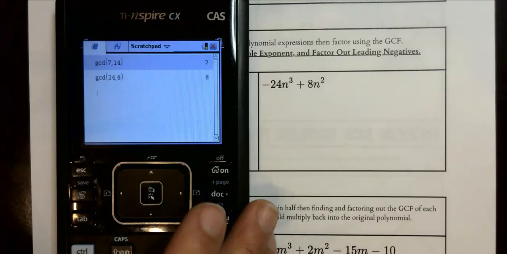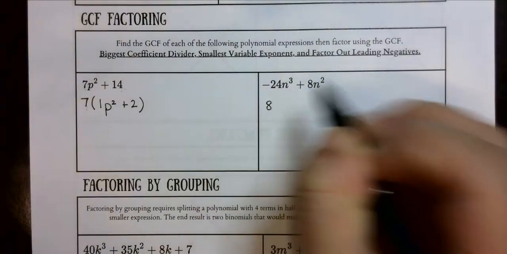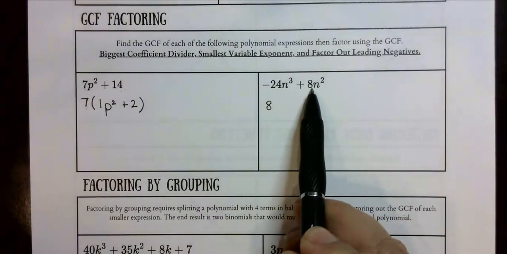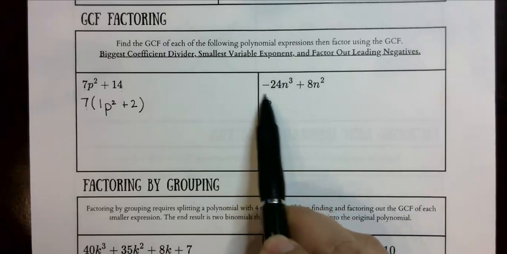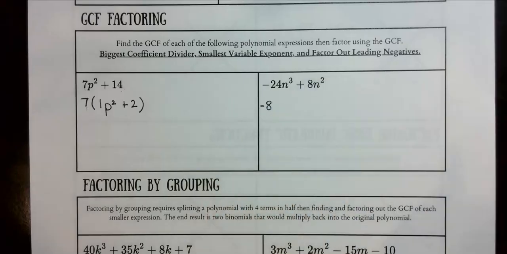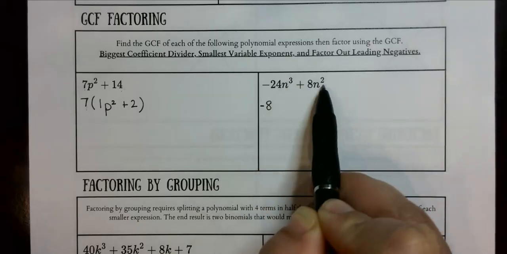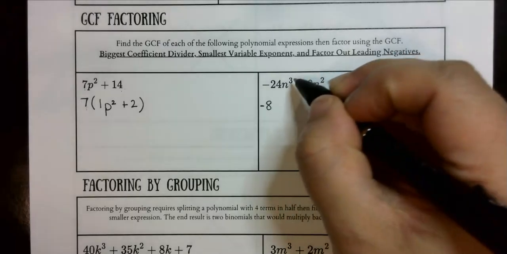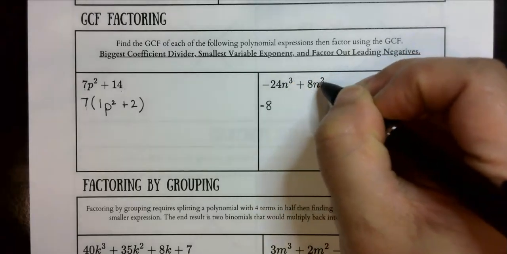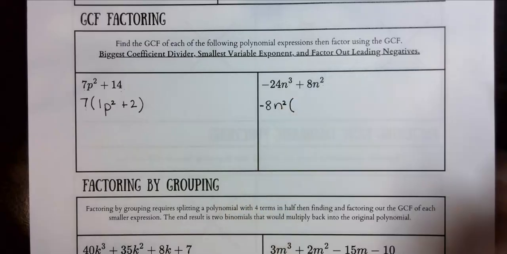Now, this is where I'm going to ask you to do something differently. We're going to use the 8 because 8 divides into 24 and 8. But because the 24 in the front is negative, that means that I need to divide by a negative 8. I'm going to factor out a negative. Second, notice that they both have n's, so this one's n to the 3, n to the second. So between both of these, 2 is smaller. So I'm going to take out n to the second.